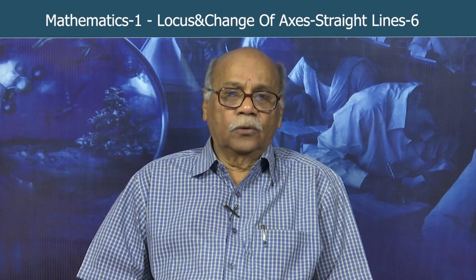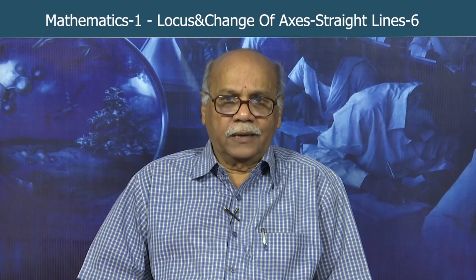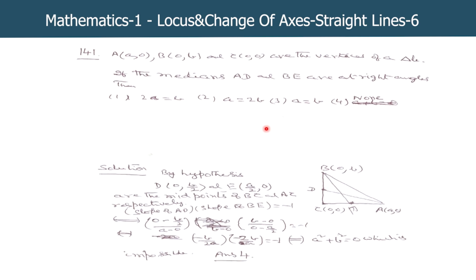Now, we are concluding this chapter with a few more problems on straight lines. Problem number 141: A(a, 0), B(0, b) and C(0, 0), that means C is the origin, are the vertices of a triangle. If the medians AD and BE are at right angles, then (1) 2a = b, (2) 2a = 2b, (3) a = b, and (4) none.